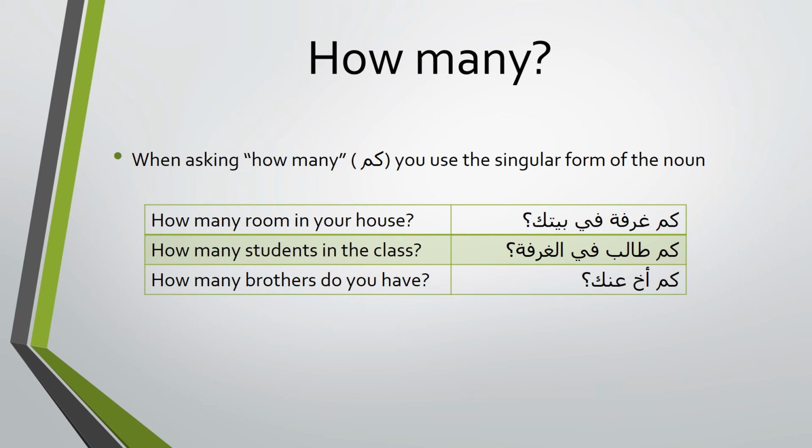One last thing. When you're asking how many of something there are, using kim, use the singular form of the word. This is different than what we do in English, where we use the plural. We would say, how many rooms in your house, with rooms being plural. In Arabic, you would say, how many room in your house. Kim ghurfa fi beitik. How many students in the class? Kim talib fi al-ghurfa. How many brothers do you have? Kim ukht عندك. So, now you know all there is to know about making numbers 1 through 99.